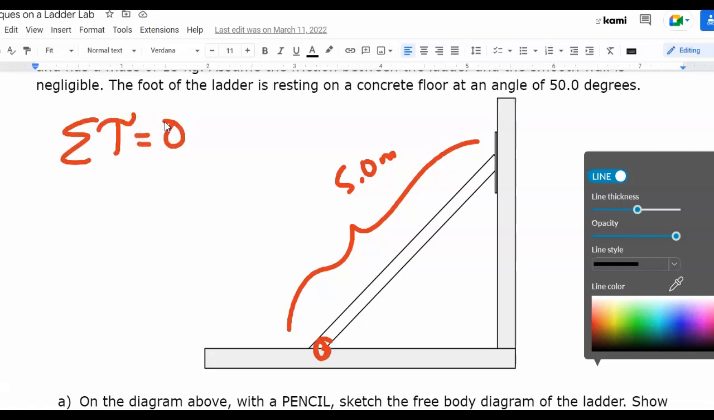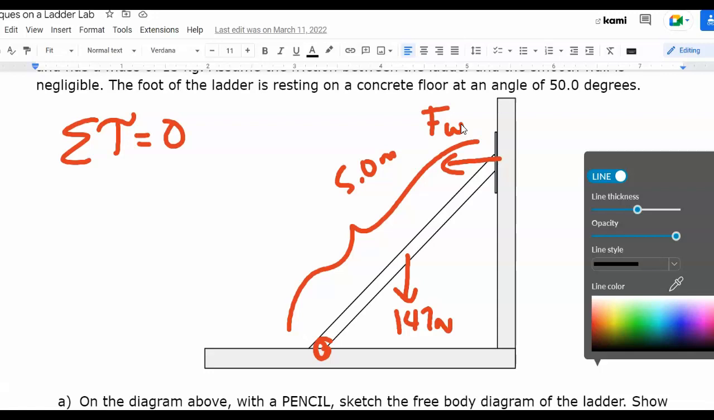And how many torques are there? Well, there's a torque from the weight, 147 newtons. And there's another torque over here, which we don't know. We'll call it F wall, or I'll be lazy and call it F. I think those are the only two torques, right?